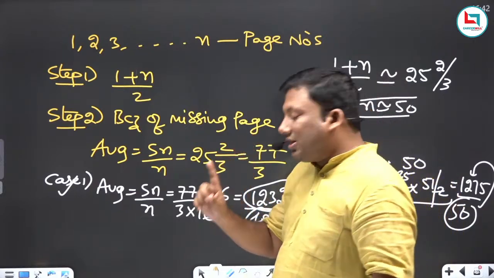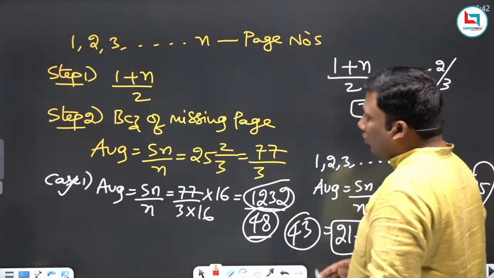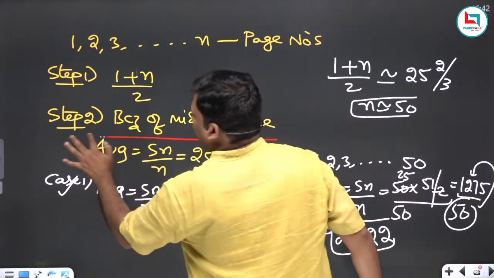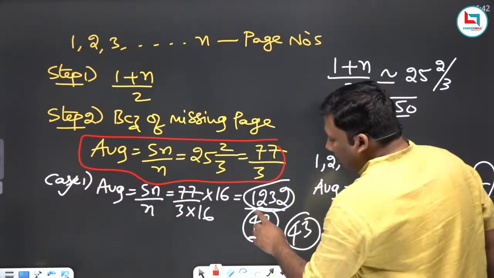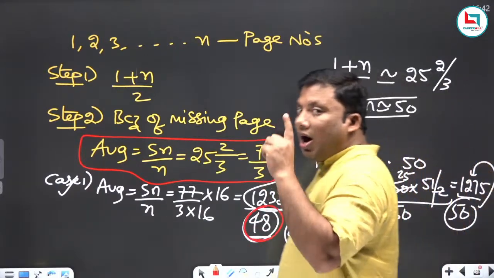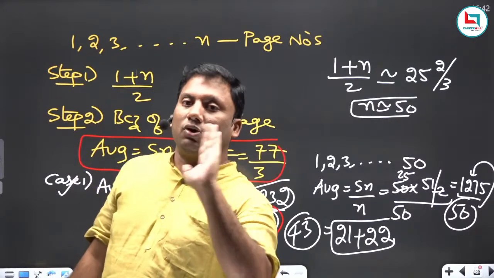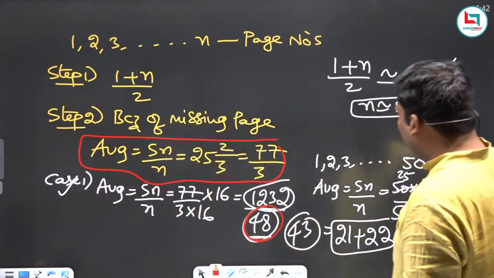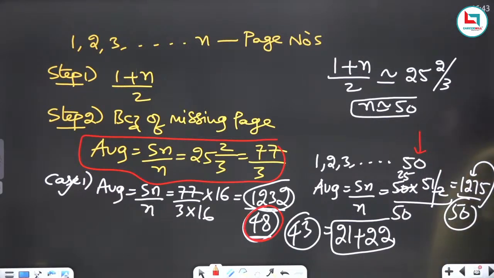Why did we write 50 here? I hope it is clear. This is the average of the page numbers. There are 48 page numbers. After one missing page, the page will have page numbers on both sides. So that is the reason I wrote 50 here.